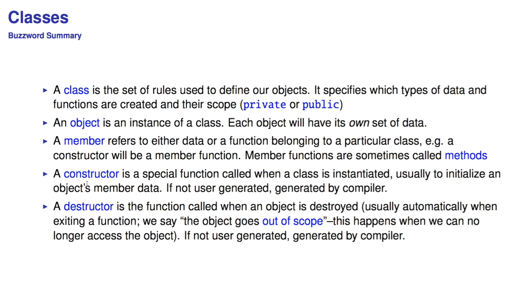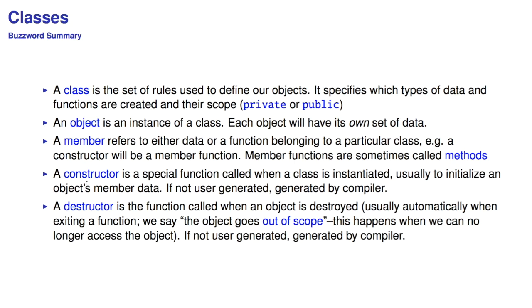A constructor will be a member function. Member functions are also sometimes called methods. A constructor is a special function called when a class is instantiated, usually to initialize an object's memory data. If the user doesn't explicitly declare it, the compiler will create one for you.